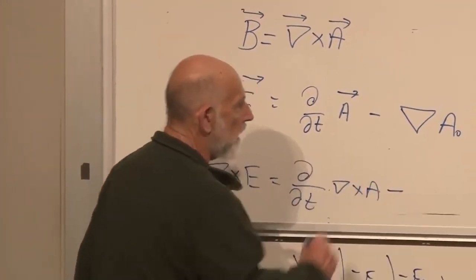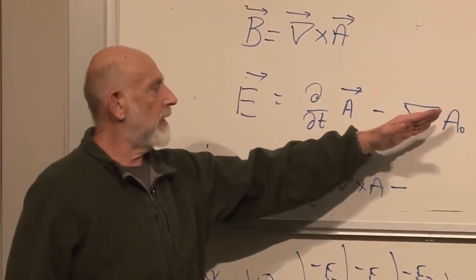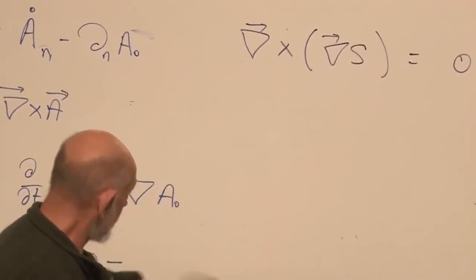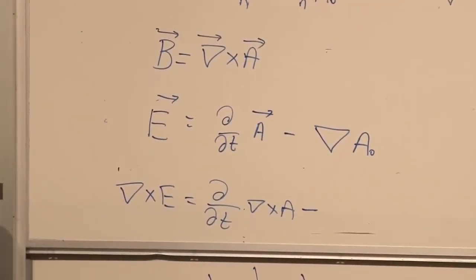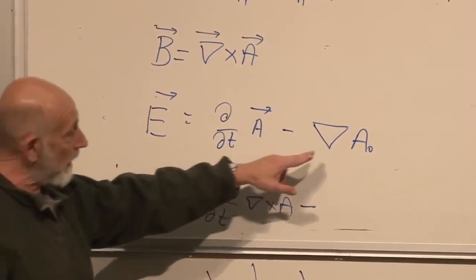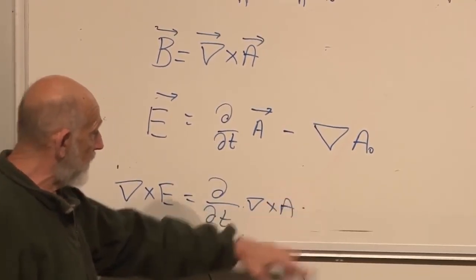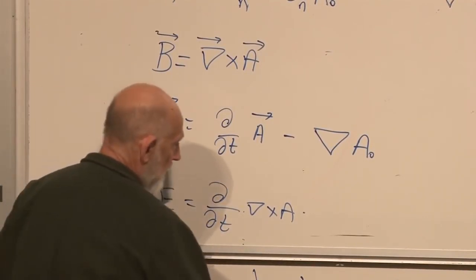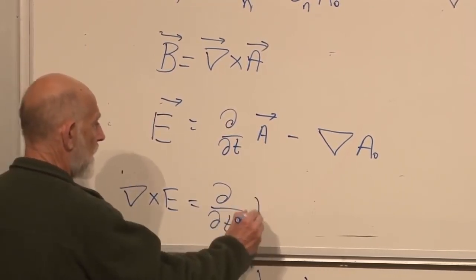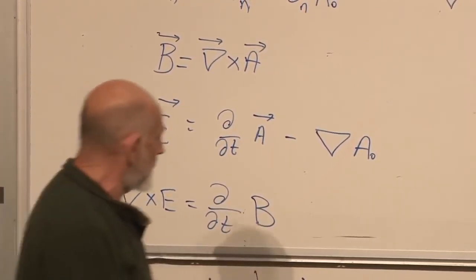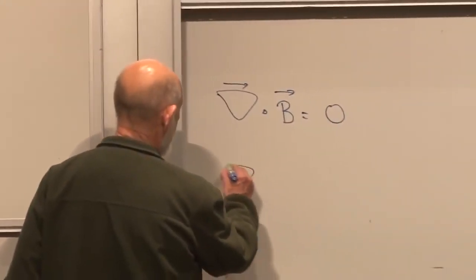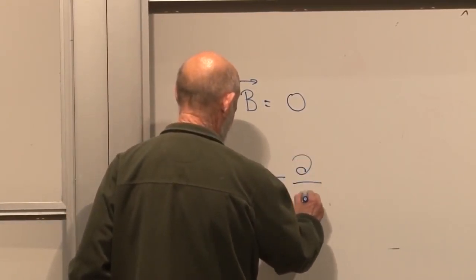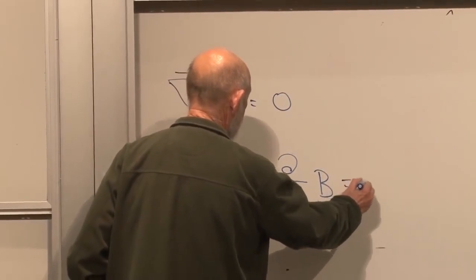Over here, then we have minus the curl of the gradient of A naught. The curl of any gradient is equal to 0. So we get nothing from here. If I compute the curl of E, I get nothing from here and just the time derivative of the curl of A. But what's the curl of A? The curl of A is just the magnetic field. So here's another Maxwell equation. Curl of the electric field, let's write it as minus the time derivative of the magnetic field, is equal to 0.